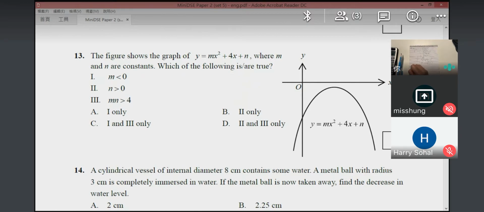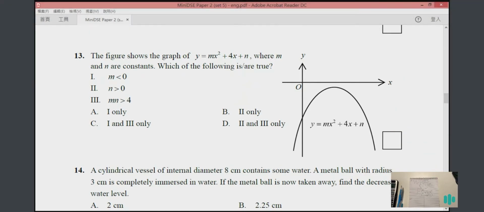Number 13. Now the given graph is like that, with the equation mx squared plus 4x plus n. So mainly you consider the m, the n, and the delta. The given graph is downward, so m should be smaller than 0. So option 1 is true.